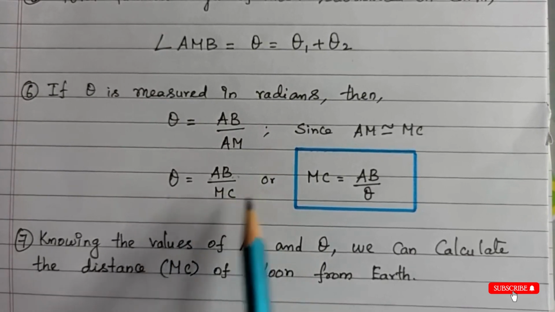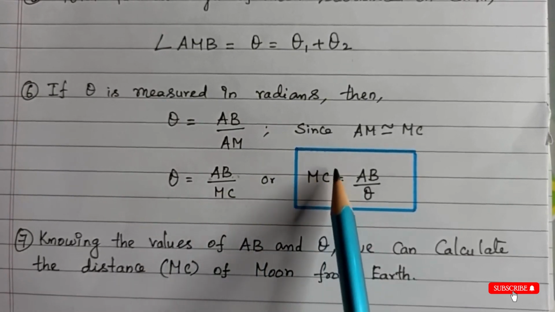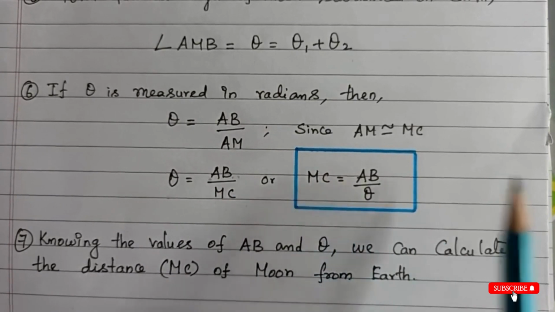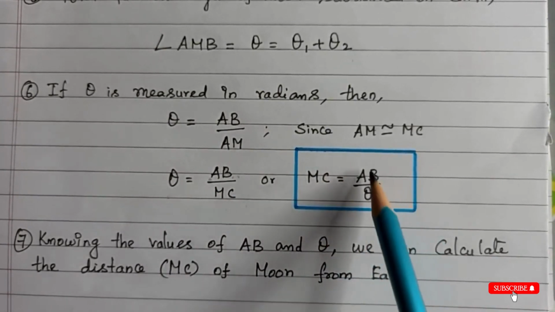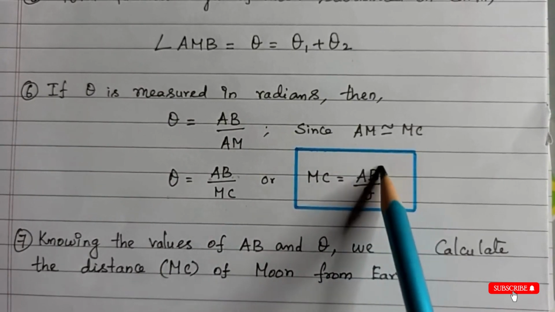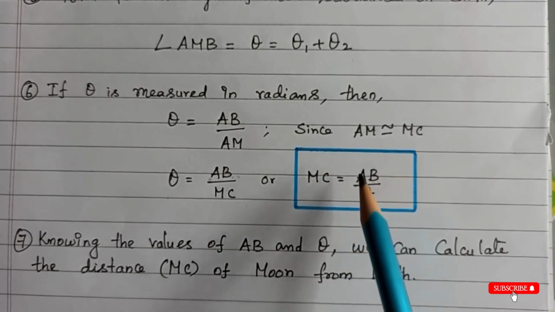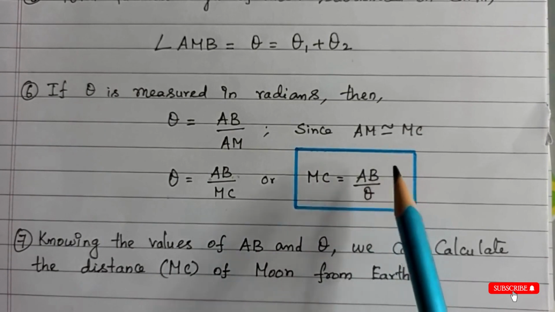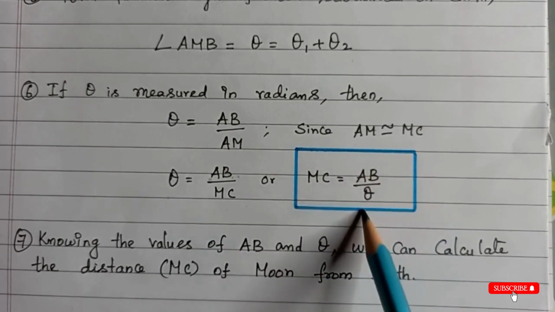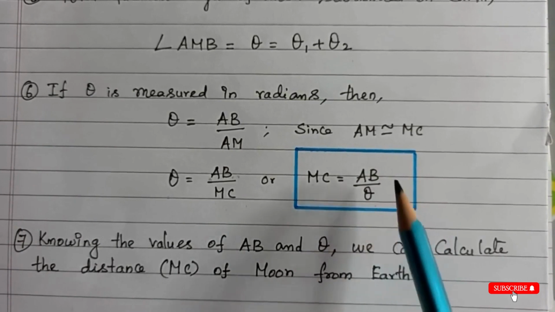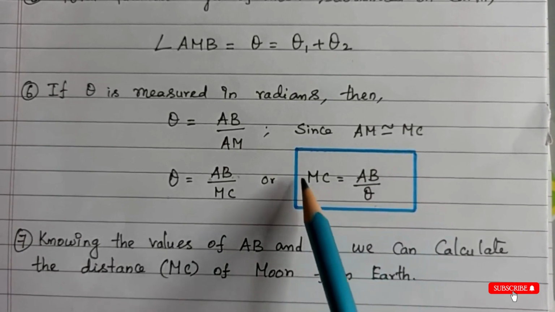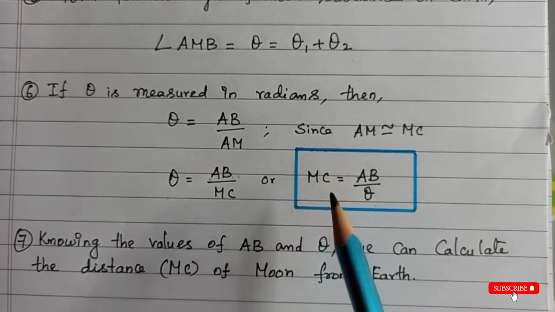So from this we can write MC, which is the distance of the moon, is equal to AB by theta. AB is the distance between the two positions on the surface of the earth. So AB is known. Theta is the angle of parallax. This can be determined by using the astronomical telescope. These two values are known. Therefore, the distance of the moon from the earth can be determined.